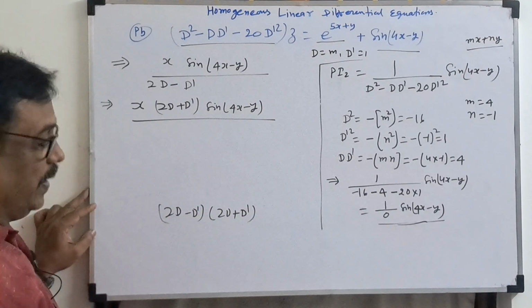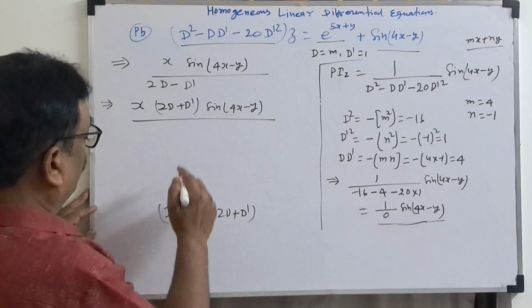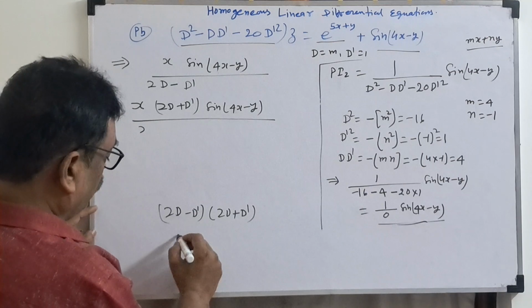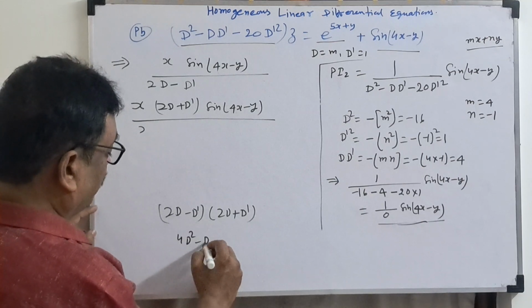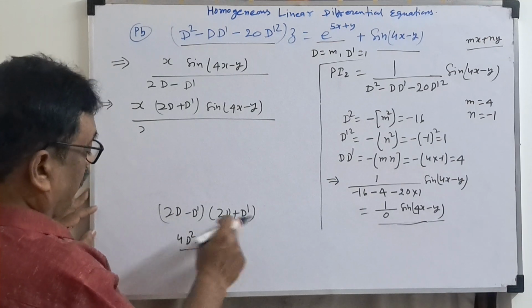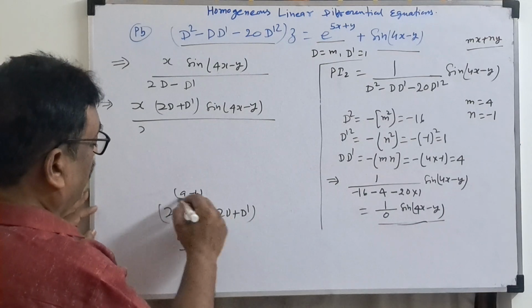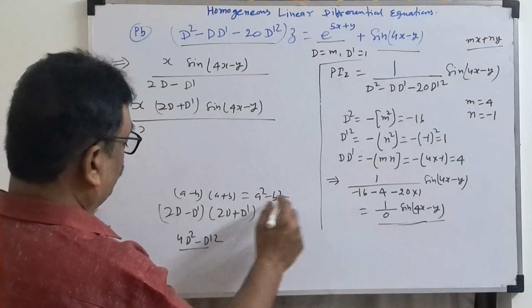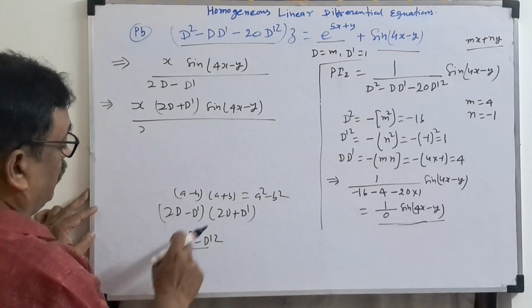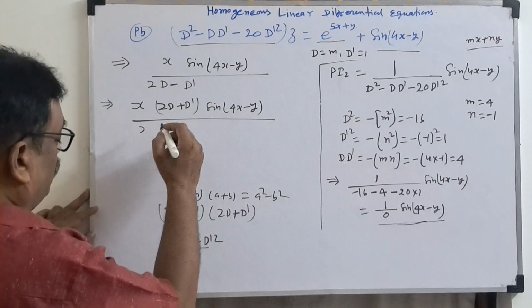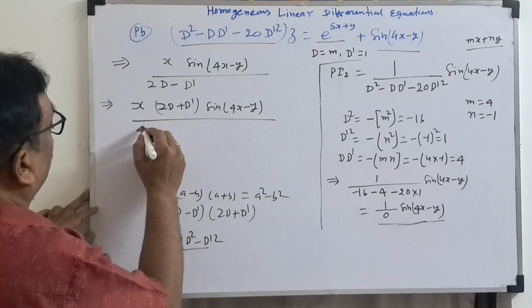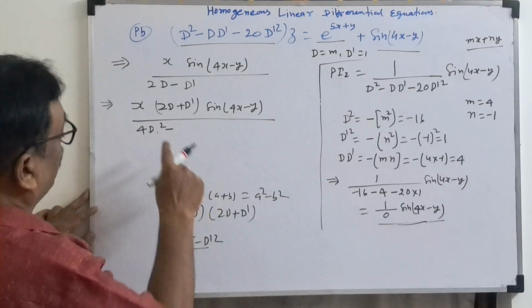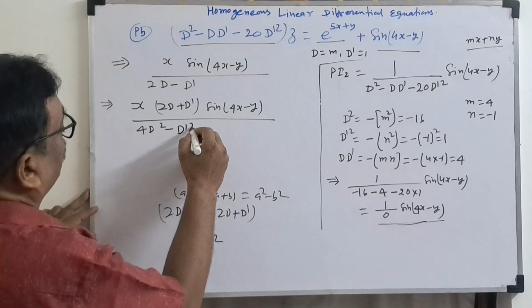This conjugate you are multiplying. So (a minus b)(a plus b). What will come? A square minus b square. So 4D square minus D dash square will come. What is a square? 2D whole square, 4D square. And D dash whole square. So we will write here 4D square minus D dash square.